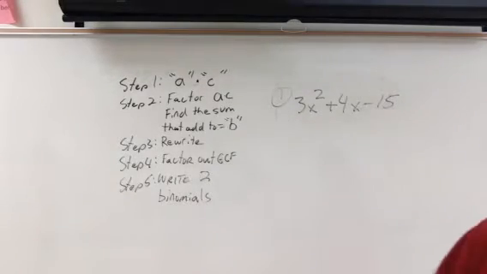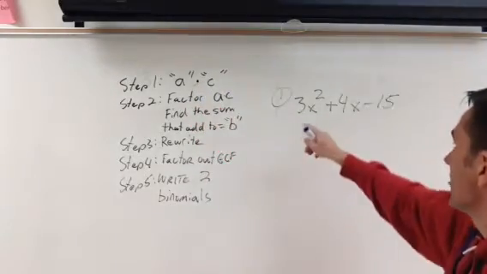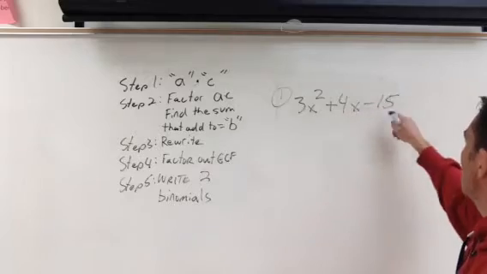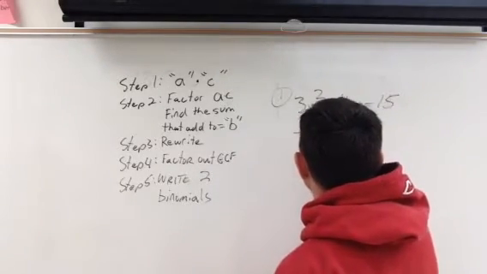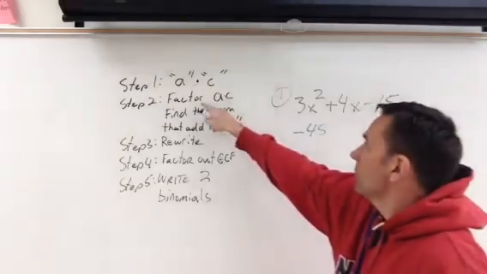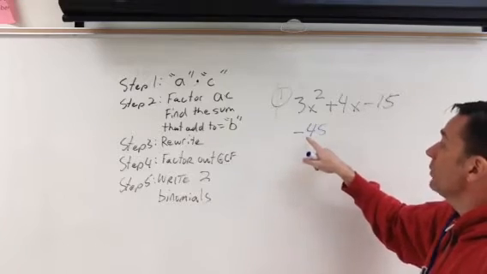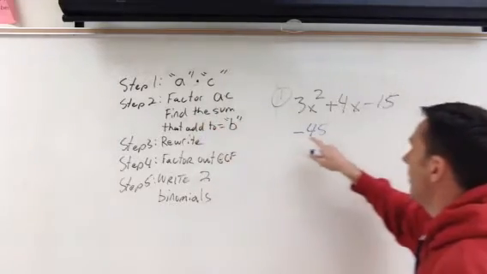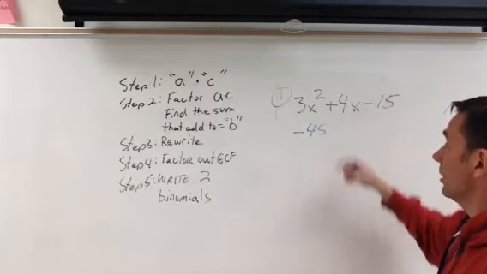The first step we do, we multiply the a value and the c value. So you multiply 3 times negative 15, and we get negative 45. Now, from this, we want to factor this value. This is step 2. And we want to use the sum of these factors to be our b value, which is 4.